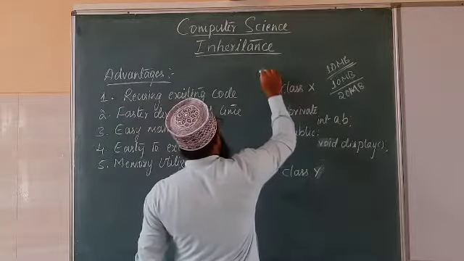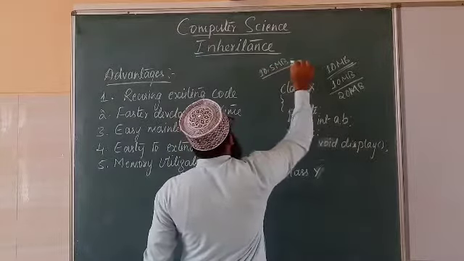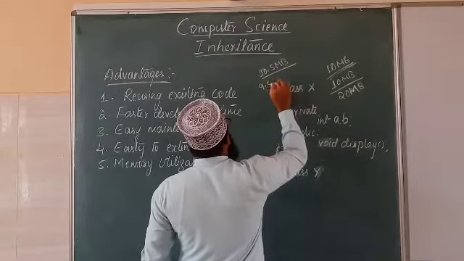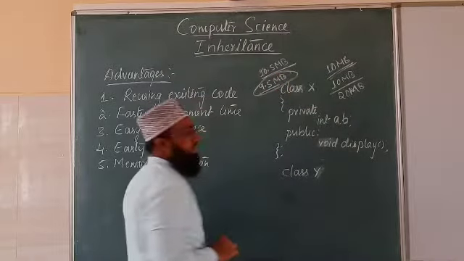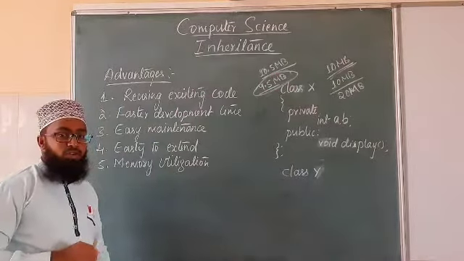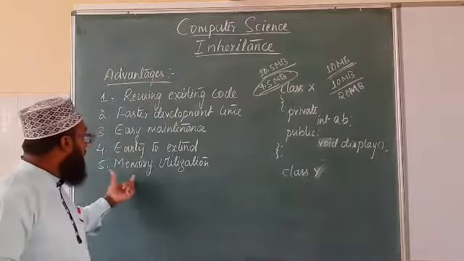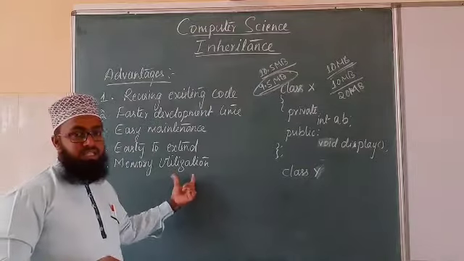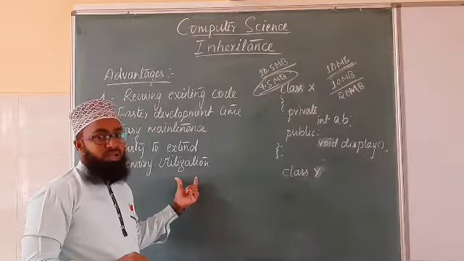10.5 MB. How much memory has been saved? 9.5 MB of memory has been saved. So this means memory utilization. So these are the advantages of inheritance.